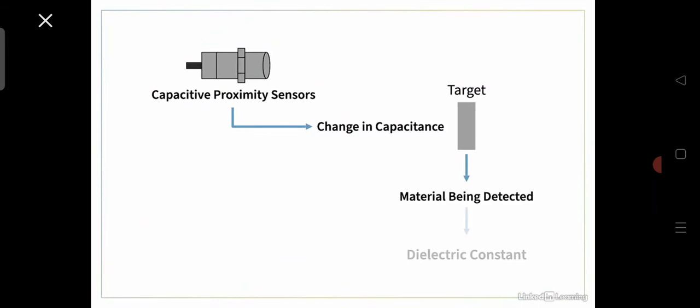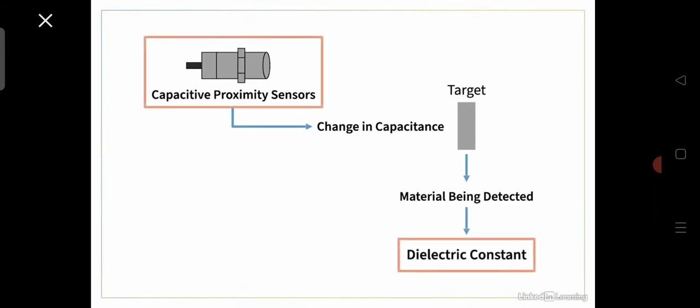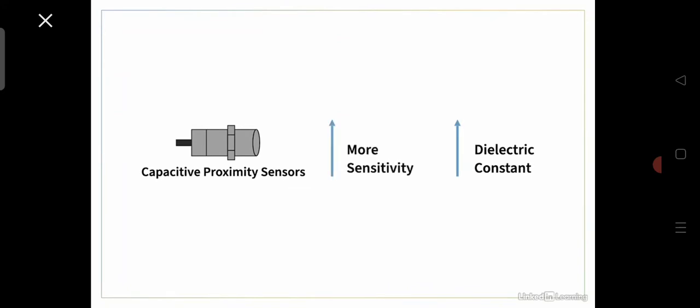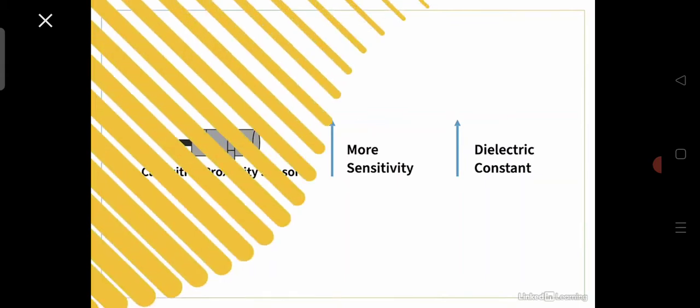A question might come across: if capacitive proximity sensors can sense both metal and non-metals, how would the sensor differentiate between materials? Like if we wanted the sensor to detect only the liquid inside a plastic container. This happens by knowing the dielectric constant, because for capacitive sensors, the change in capacitance depends on the material being detected. The higher the dielectric number of a material, the more sensitive a capacitive sensor is to that target.